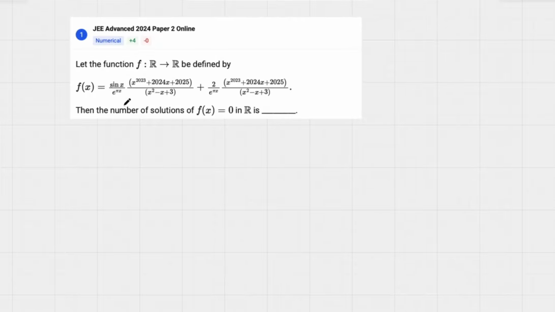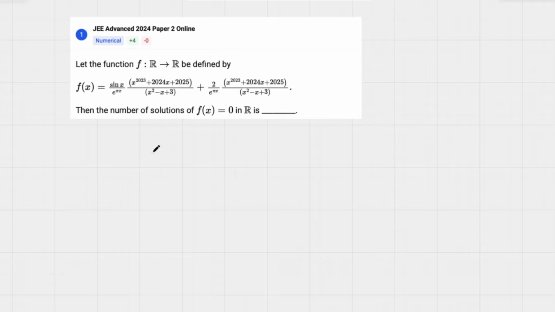Before starting, I would like to say that in order to solve such questions you should be familiar with the concept of graphs. You should try to play with graphs in order to get the solution.